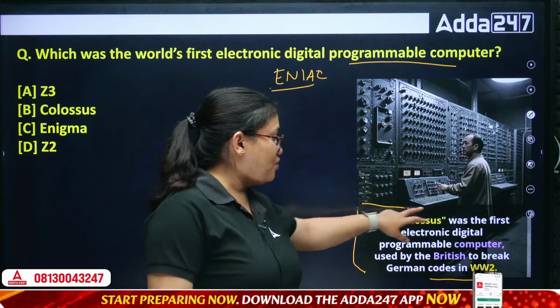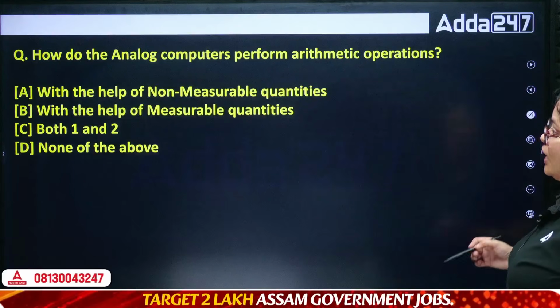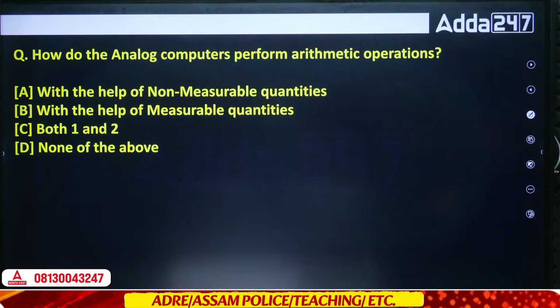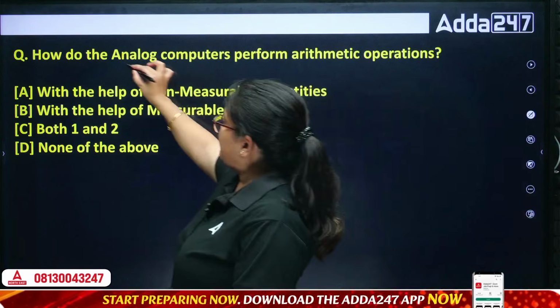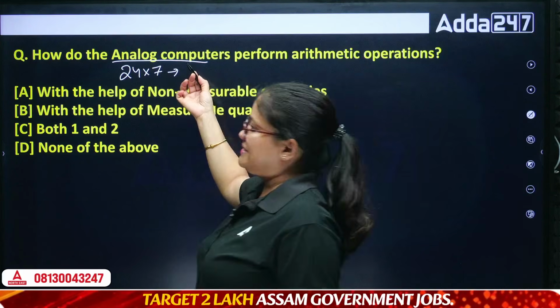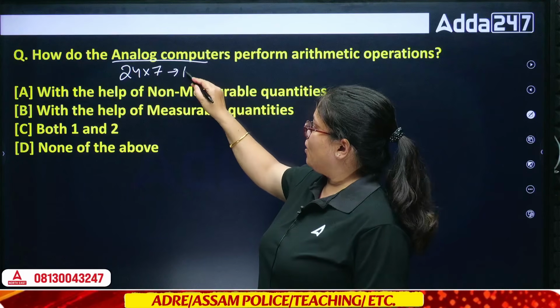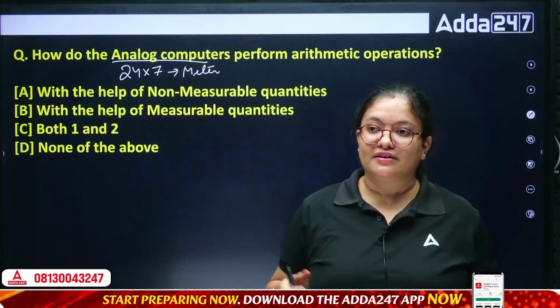Okay, so do remember, Colossus is the first electronic digital computer. Next, how does the analog computer perform arithmetic operations? Whenever we talk about different types of computers, there are various types. One such is the analog computer, which we usually use 24/7, like for example the electric meter in our house. That is an example of an analog computer, because we use it 24/7.